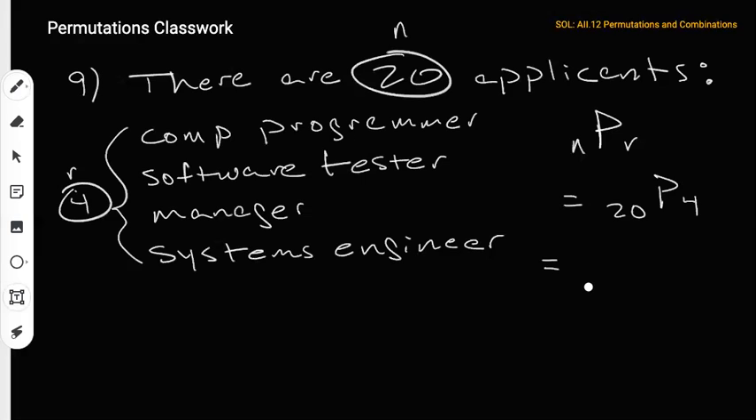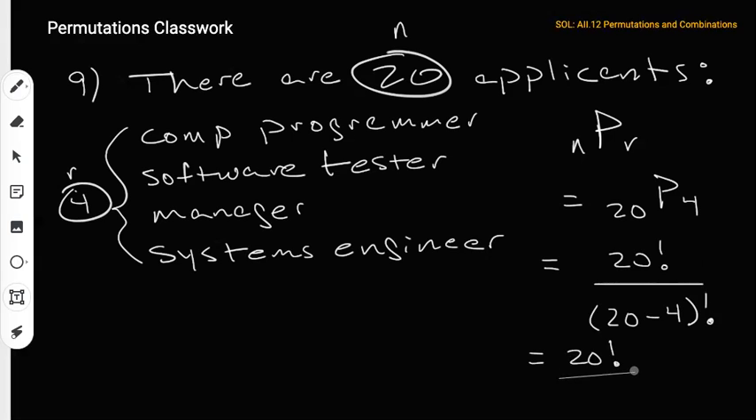And now that I know what n and r are going to be, what I can do is put them in the permutation formula. So n factorial, which is 20 factorial, that's going to be on top. And in the bottom, we're going to have 20 minus 4 factorial. So 20 minus 4 is going to give me 16. So I'm going to have 20 factorial divided by 16 factorial.